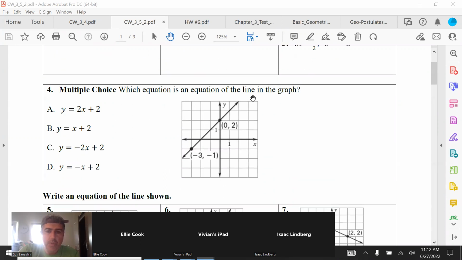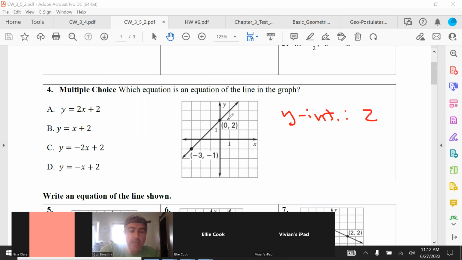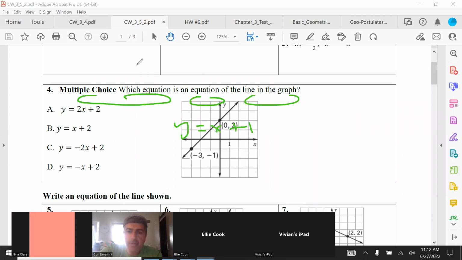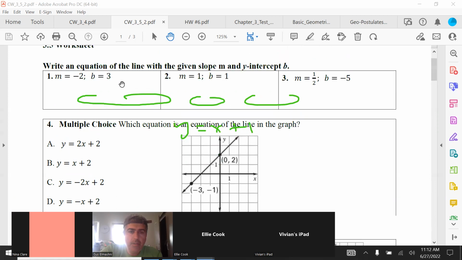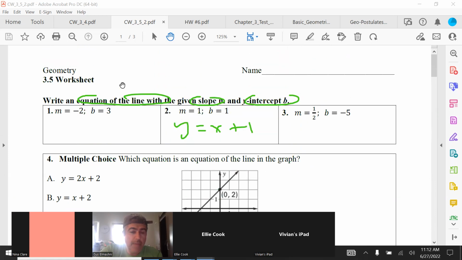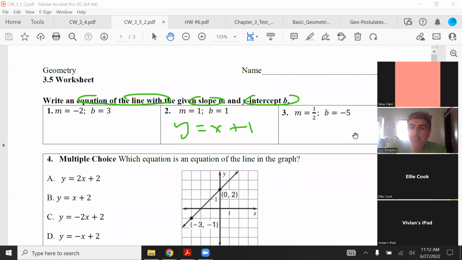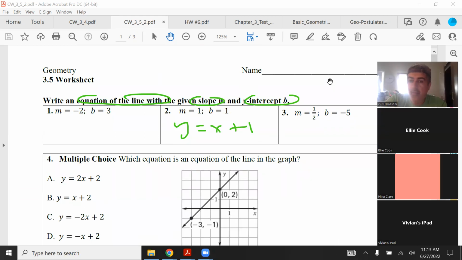Multiple choice, which is an equation of the line in the graph. Well, the y-intercept is clearly 2 because that's where we're touching the y-axis. Go ahead, you have a question. I'm sorry, can you go back? Sure, let me undo my work. Do you want to go further back than that? No, that's it, thank you. Okay. And any questions about number 2? No. Okay, cool. Could I move to the next one? Oh yes, thank you. No problem.